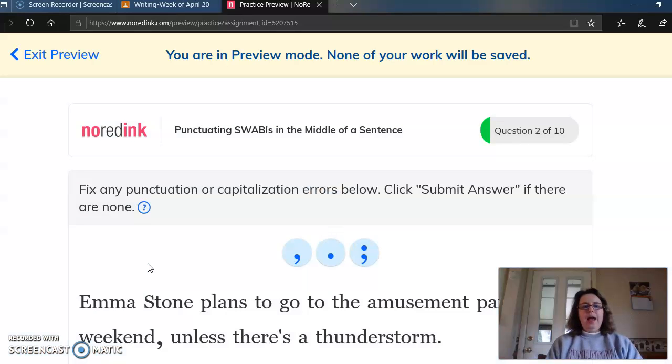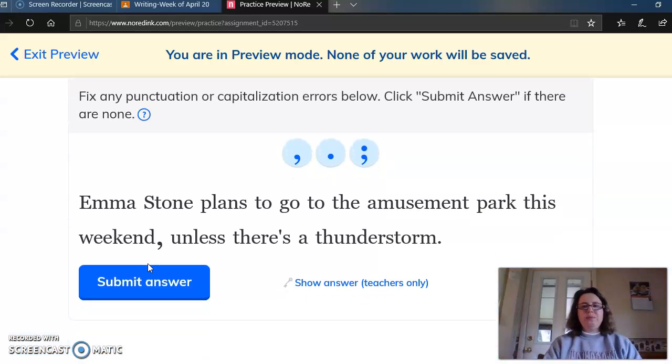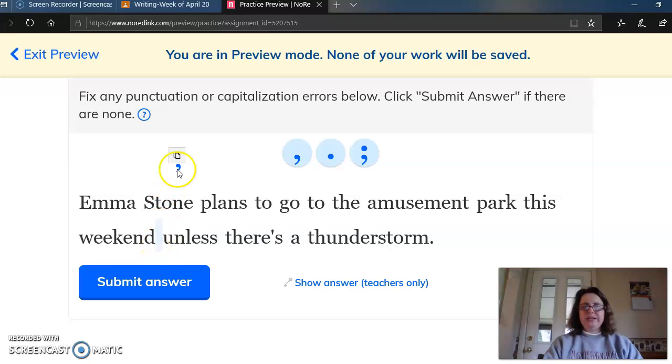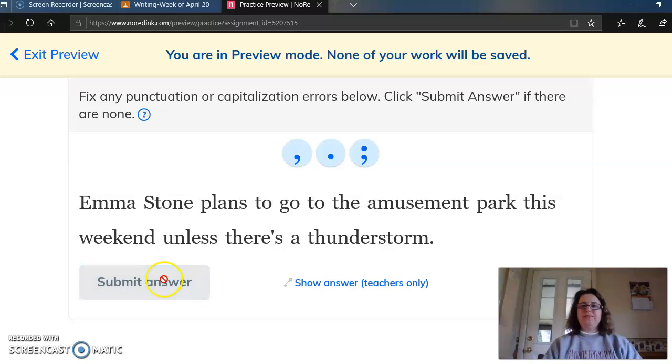Okay, next. Emma Stone plans to go to the amusement park this weekend unless there's a thunderstorm. Okay, so Emma Stone plans to go to the amusement park this weekend. That is an independent clause. There's a thunderstorm is an independent clause. So that means no comma. Basically, you're probably not going to have any commas for this unless there's a special reason. So I'm going to hit Submit.